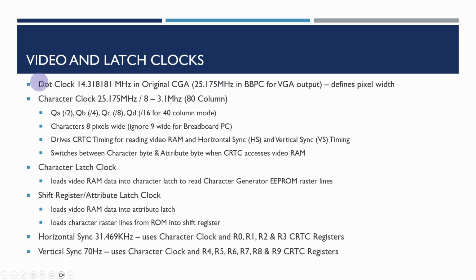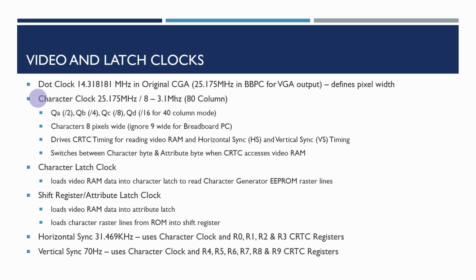So the key thing really is what dot clock we use. Now the original PC used 14.3 megahertz. This is 4 times the NTSC color subcarrier frequency. But in fact we're using 25.175 megahertz, which is the lowest VGA compatible clock signal. And that really defines the pixel width, pixel size, and the capabilities for how many pixels per line we can show. Then we've got the character clock. Now we'll be dividing this by 8. So 25 megahertz divided by 8 is about 3.1 megahertz. That gives us 80 columns.